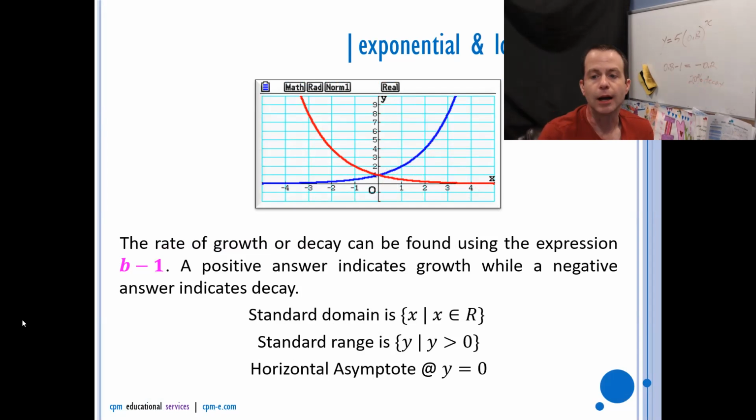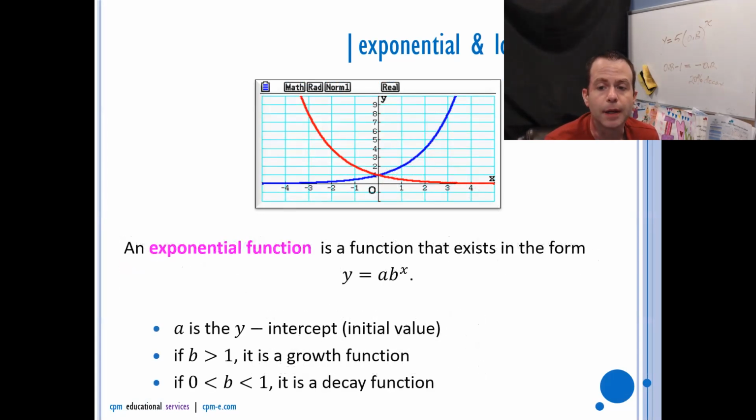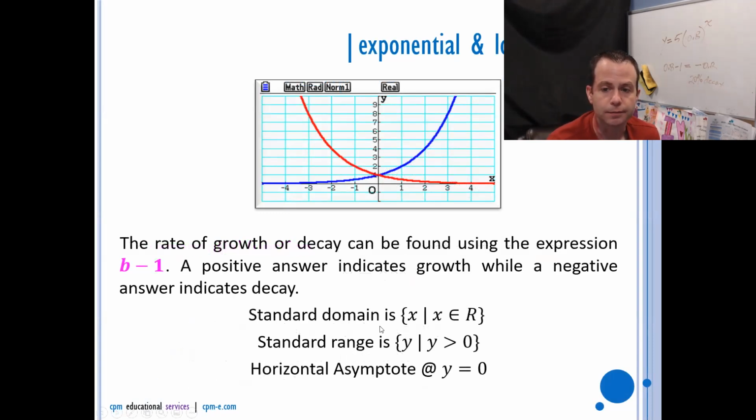Okay, now the standard domain of all exponential graphs are all the values of x such that x is a member of the reals. The standard range is y is greater than 0. Be careful with this guy because don't put equals there. Okay, it'd be y is greater than 0. And the reason you can't put equals there is because there's actually a horizontal asymptote on the line y equals 0. And so that's why we don't put the equal sign there. Okay, so horizontal asymptote also at y equals 0.